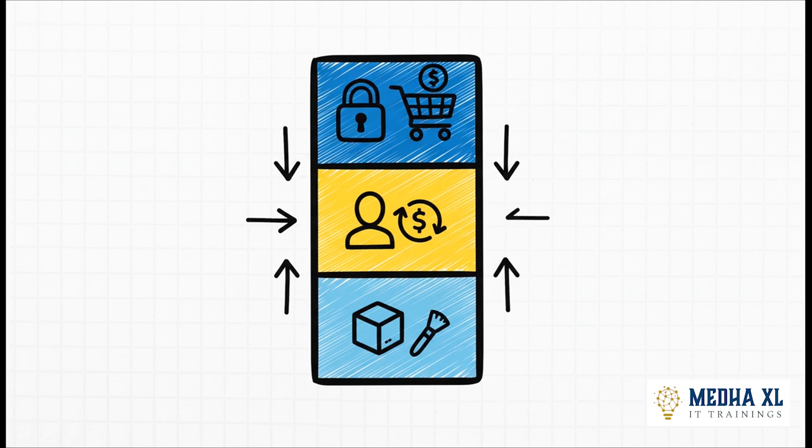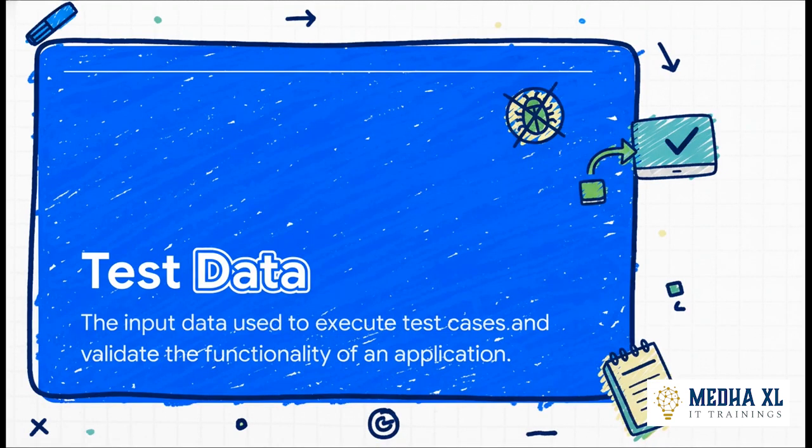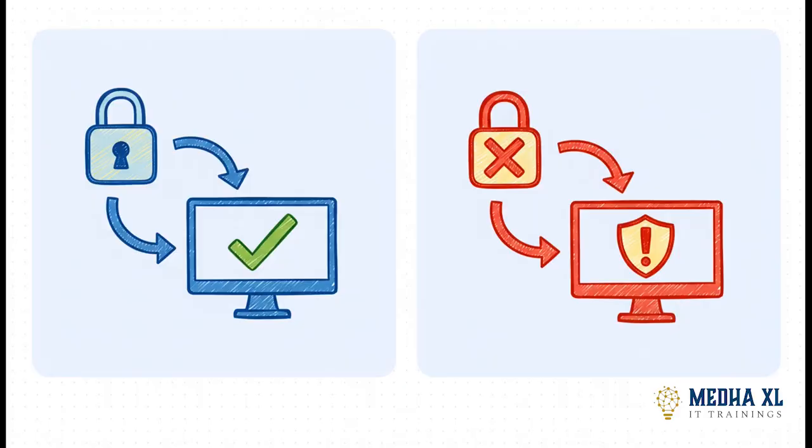Of course, you can't run any tests without the right fuel, and that fuel is your test data. And this isn't just random information, it's carefully crafted input designed to push the system in very specific ways, just to see how it reacts under all sorts of conditions. And here's the secret sauce. You need both valid and invalid data. Valid data confirms the system does what it's supposed to do, the happy path. But invalid data is just as important.